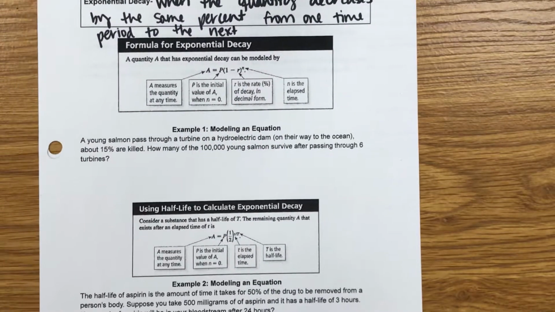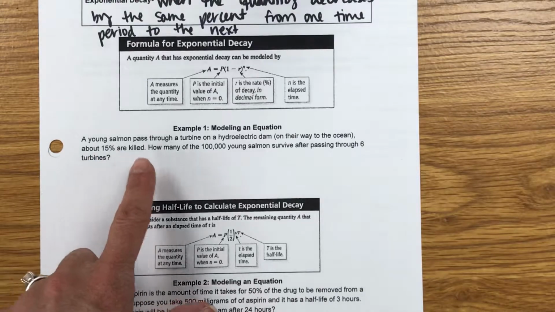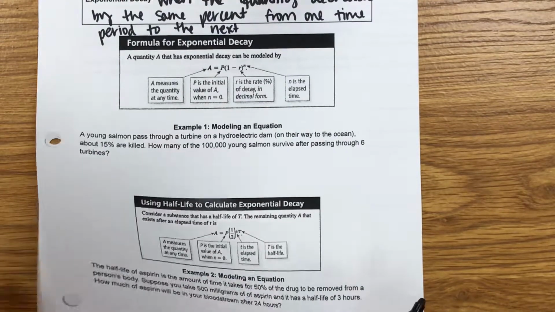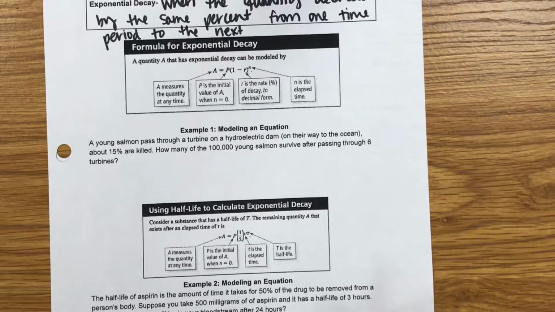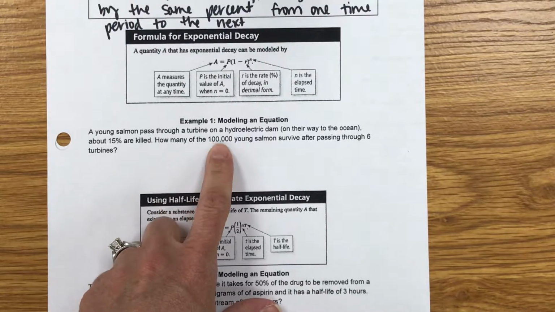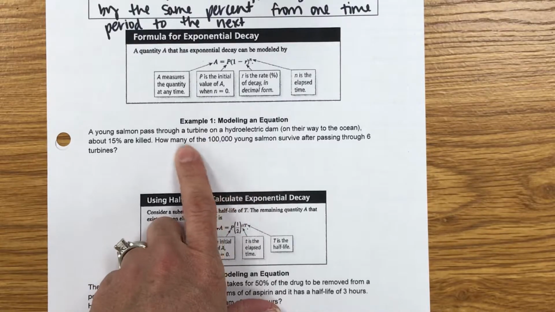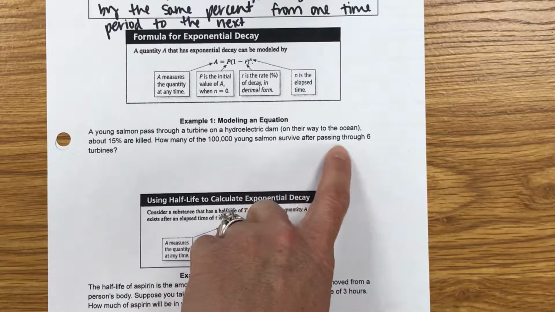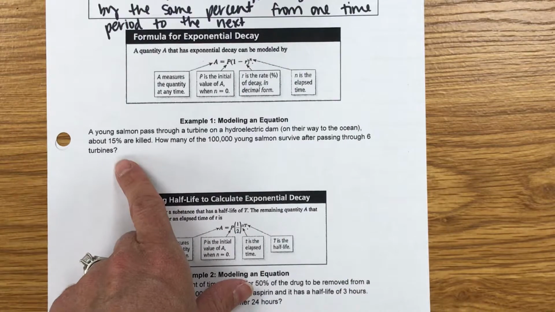So I have an example. Example 1 says a young salmon passes through a turbine on a hydroelectric dam on their way to the ocean, and every time they pass through a turbine, about 15% are killed. Of the 100,000 young salmon, how many of those survive after passing through 6 turbines?